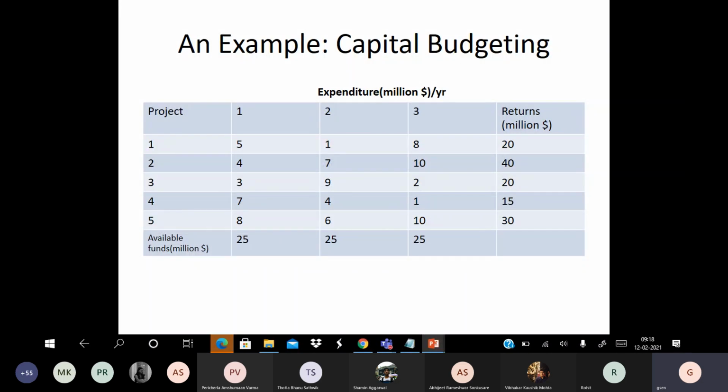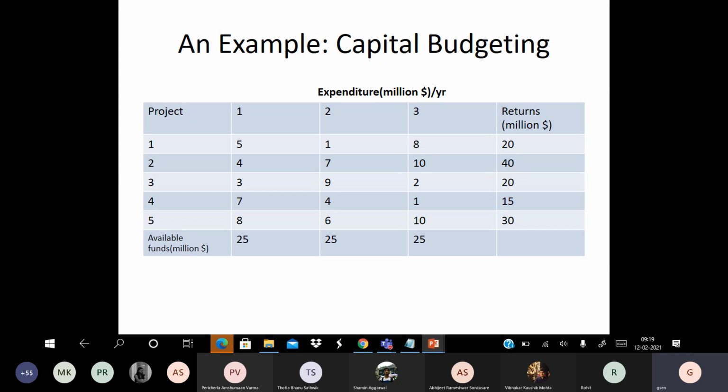In order to run these projects, you have to incur some costs: infrastructure costs, labor costs, procurement costs, many costs are there. So you need to invest. Now you have available funds per year for these projects. Total available funds for the first year is 25, and the second and third years are the same. Now the company wants to decide which projects are the most profitable to run under these conditions. So you know the cost expenditures, the returns, and the available funds per year.